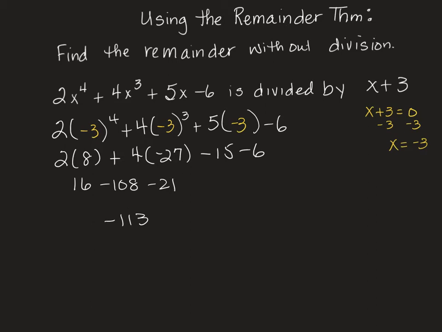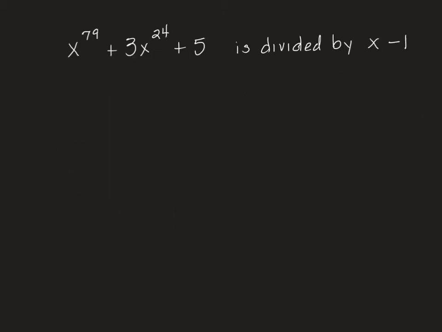Let's double check everything. Oh, nope. What did I do? I apologize. This is 81. That doesn't look right. I didn't think that looked right. Let's correct that. 2 times 81. That's 162. Let's do 162 minus 108 minus 21. Let's correct that. That should be 33. Much better. So my remainder, if I were to divide this polynomial right here by this, my remainder would be 33. Okay? So I know that going into it.